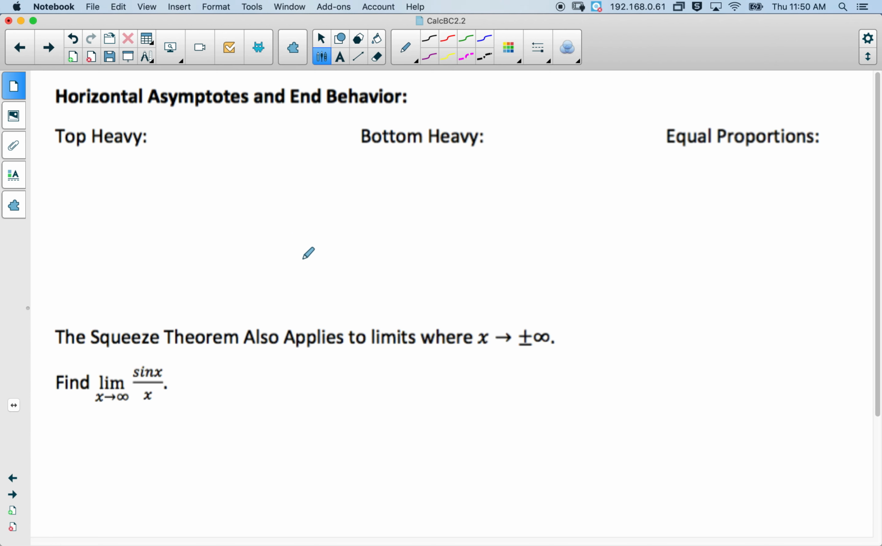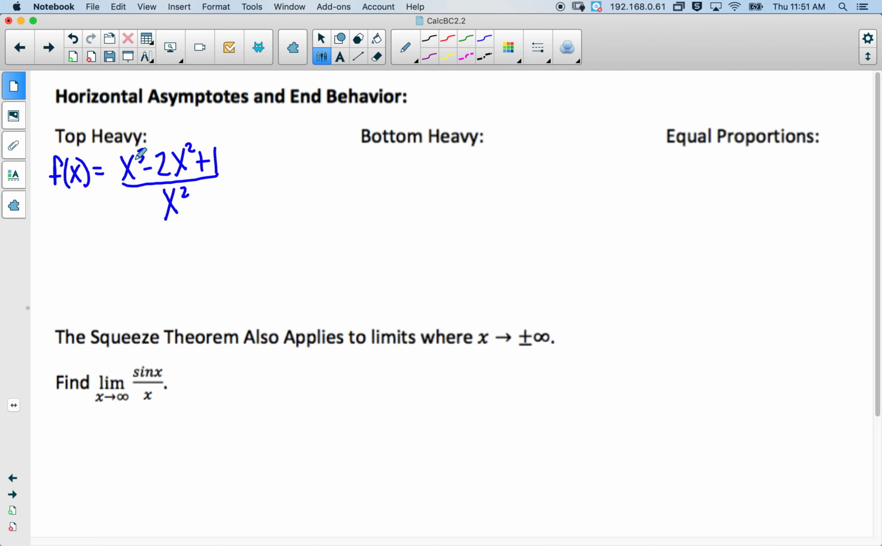So let's talk about horizontal asymptotes and end behavior. And with rational functions, you can pretty much just look at the function and figure out what the asymptote is. So if a rational function is top heavy, and let me show you what I mean by that. Let's say that f of x is equal to x cubed minus 2x squared plus 1 over x squared. And by top heavy, I mean you look for the leading term, the term with the highest exponent. So the highest exponent is in the numerator.